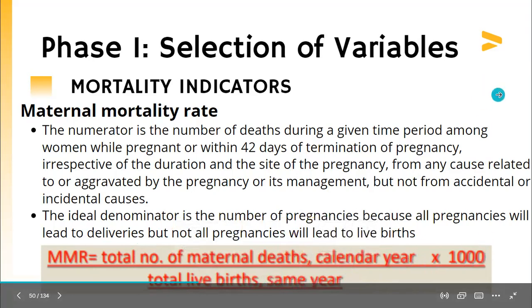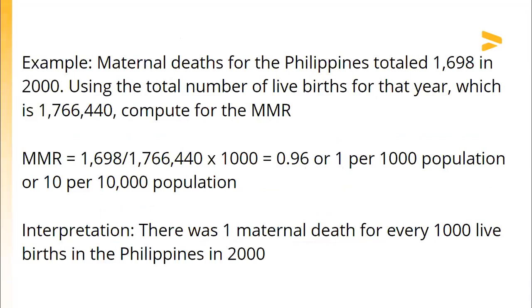We multiply it with a factor of 1,000. For example, maternal deaths for the Philippines totaled 1,698 in 2000. Using the total number of live births for that year, which is 1,766,440, compute for the MMR. Okay, so how do we compute it again?